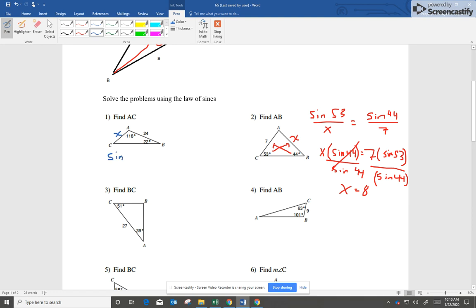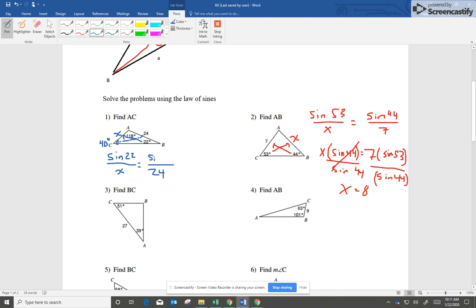So we can go sine 22 over X on one side. Okay. Now, the only other side we have is this 24 right here. And the 24 doesn't go with the 118. The 24 goes with angle C right there. So what we'd have to do in order to make sure this goes crisscross like it's supposed to, is find out the measure of angle C, which we should be able to do because the angles of a triangle add to 180. So 180 minus 118 minus 22, angle C is going to be 40 degrees.